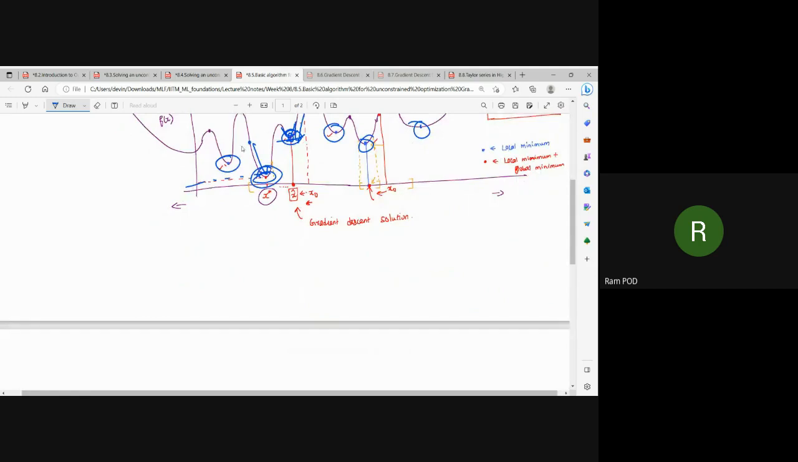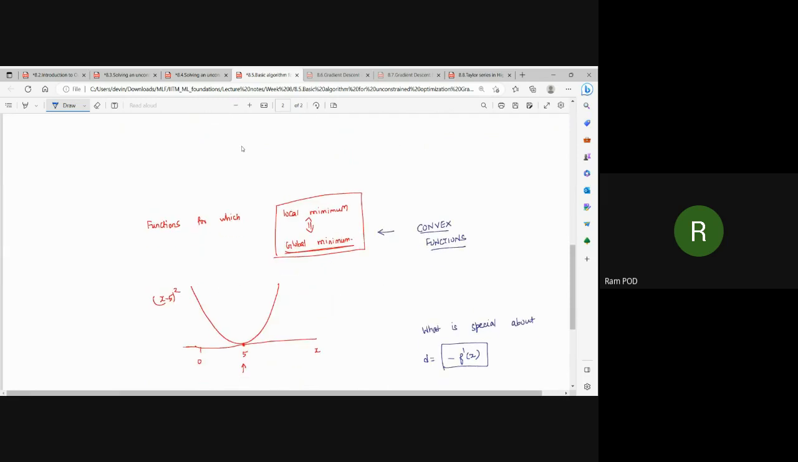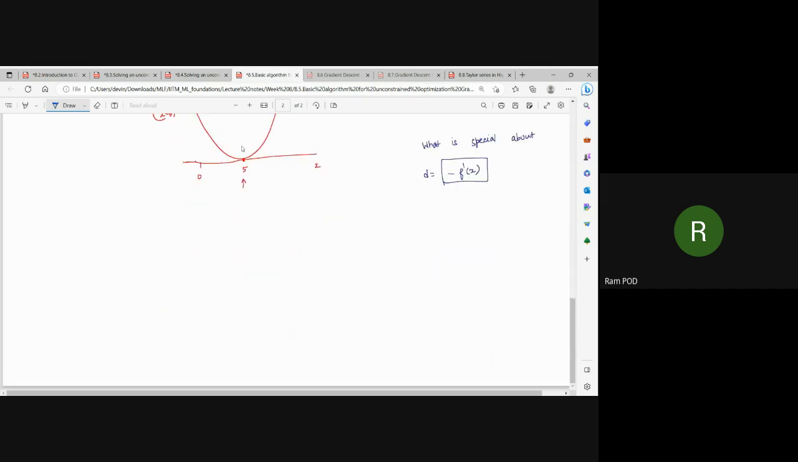So the functions for which the gradient descent algorithm applies very well are those where every local minima is the same as a global minima. Those particular functions are called convex functions. And for those functions, this gradient descent algorithm works well. All right, clear?